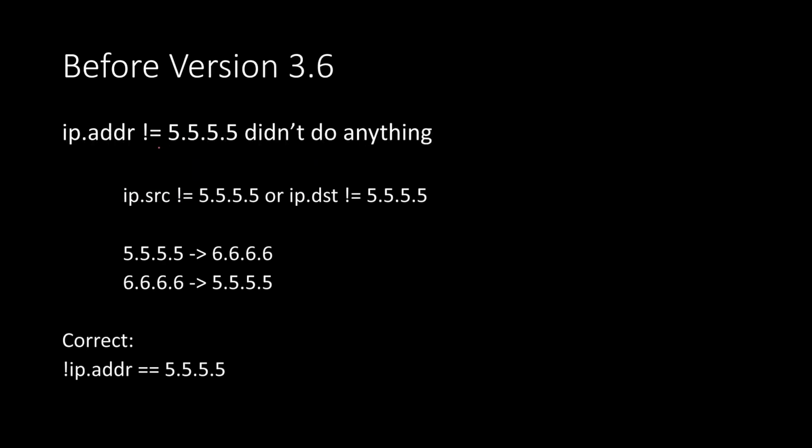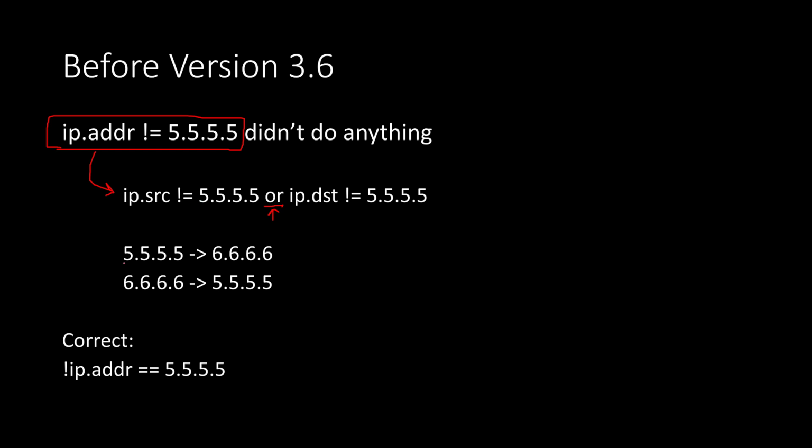Before version 3.6, if you had applied this filter, ip.addr != 5.5.5.5, you want to get that traffic out of your view, it didn't do anything, and that's because of the interpretation that it used to use. The interpretation of this filter right here is ip.src != 5.5.5.5 or ip.dst != 5.5.5.5. And when you have that OR operator, you only have to match one side of the operator.